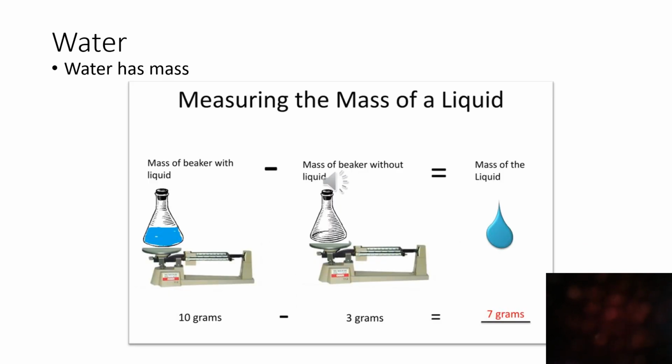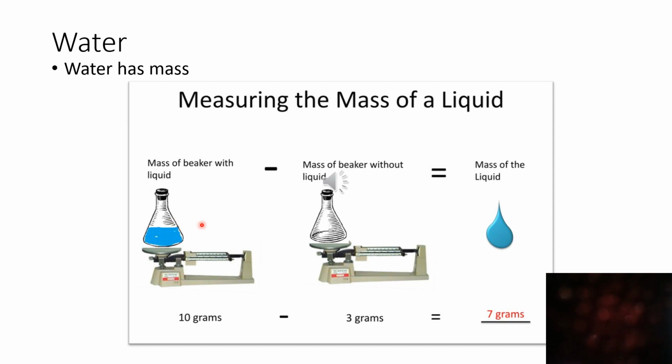Now we are going to learn properties of water. The first property, water has mass. Air mempunyai jisim. Okay, jisim. Berat lah. So how to measure the mass of a liquid? Refer to the picture. First you have to measure the mass of the conical flask with liquid. Sorry, not beaker. Ni nama dia conical flask, not beaker.